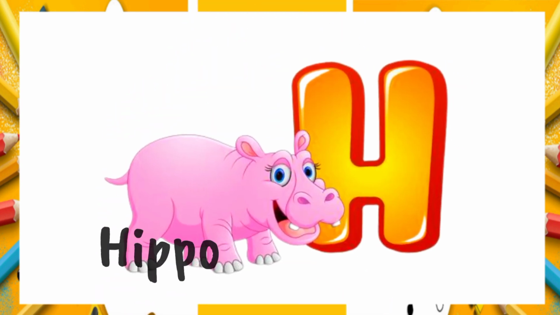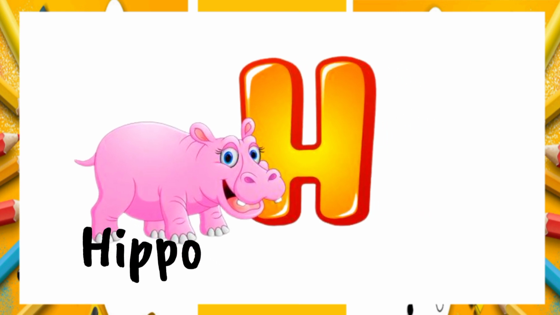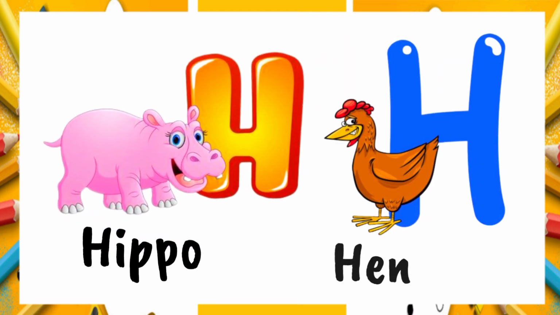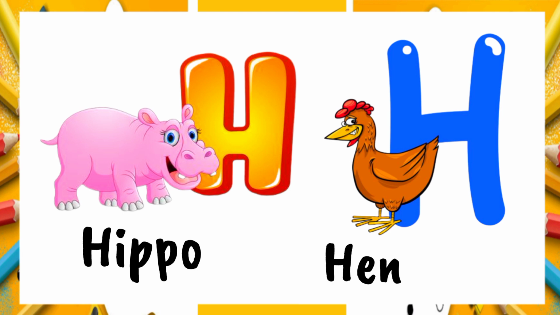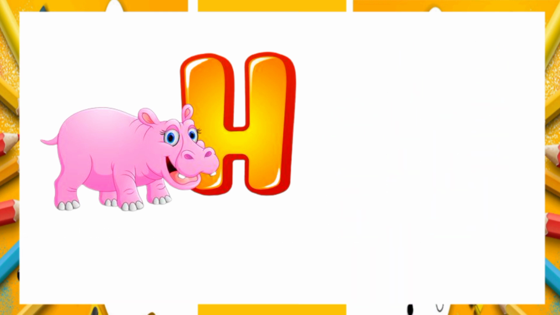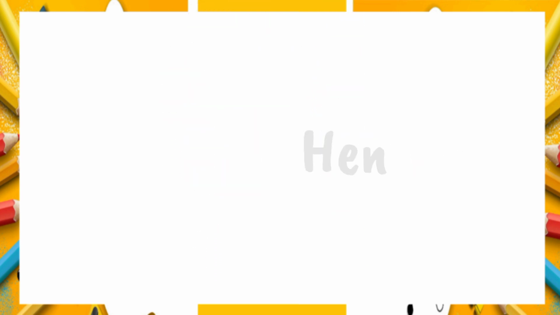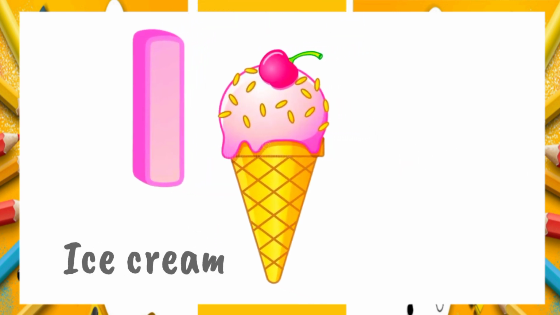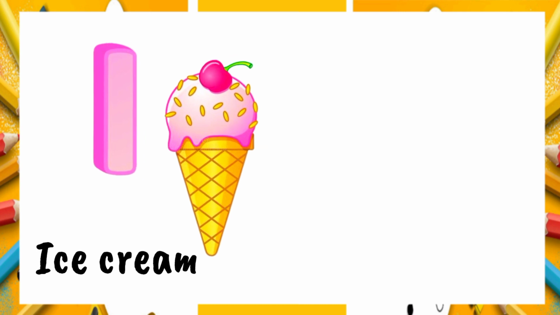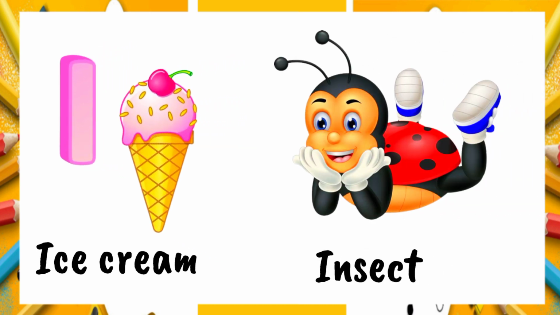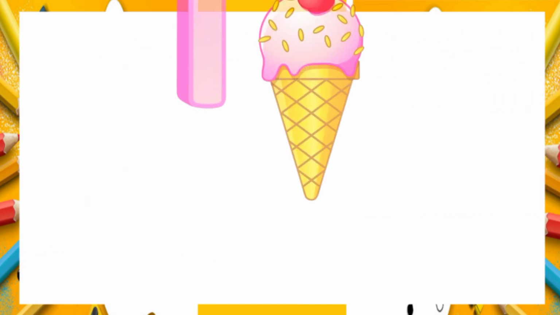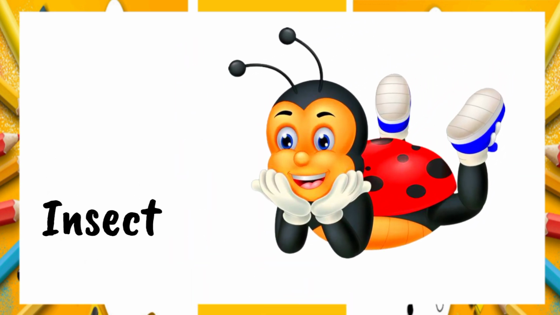H is for hippo, H is for hippo, H is for hen, H is for hen, ha ha hippo, ha ha hen. I is for ice cream, I is for ice cream, I is for insect, I is for insect, a ice cream, a insect.